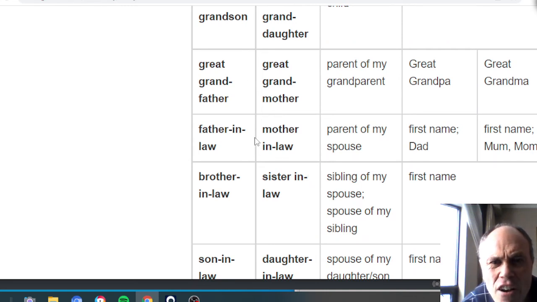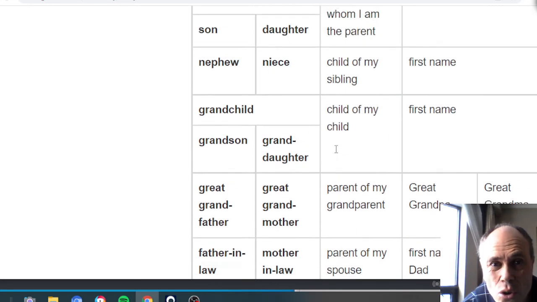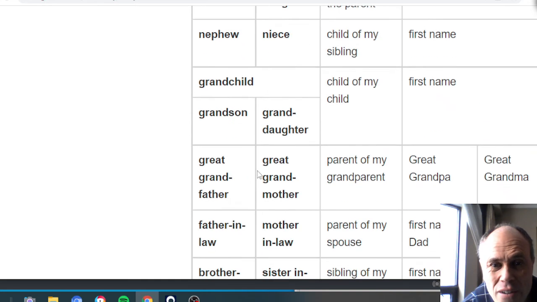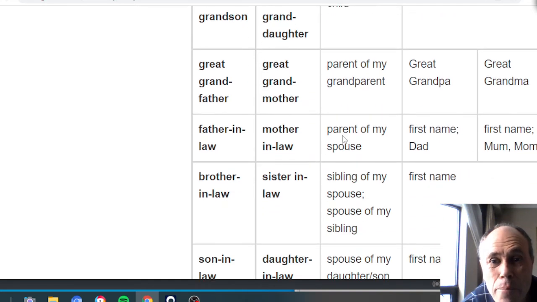And then you have father-in-law, mother-in-law. That is the parent of your spouse. So up here we had spouse, husband and wife. And the parent of your husband and wife is your father-in-law or mother-in-law. Now the sibling of your spouse will be sister-in-law if it's a girl, brother-in-law if it's a boy.